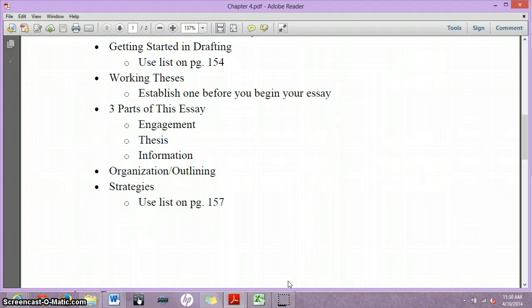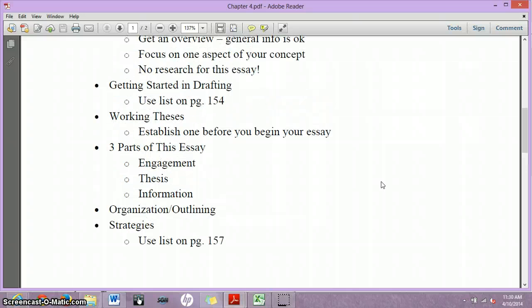All right, and then lastly, on page 157, you will see another list of some strategies that you can use to explain your concept. Go through those, and again, just like with the other list, either mentally or actually write out these answers, and then you will have a good start to your paper. So that's pretty much the meat of this chapter.